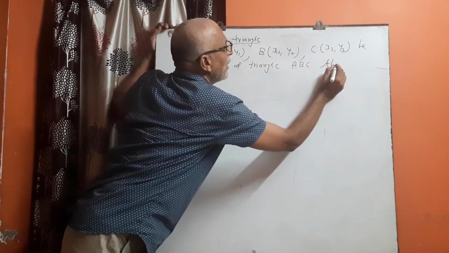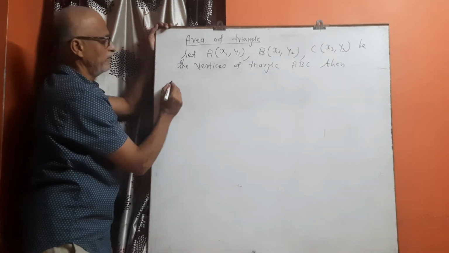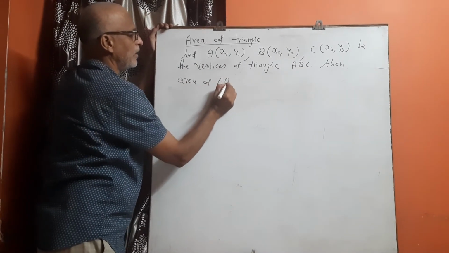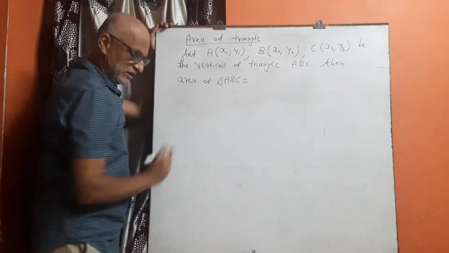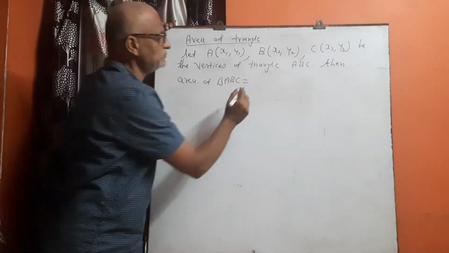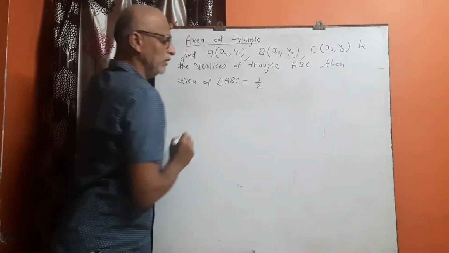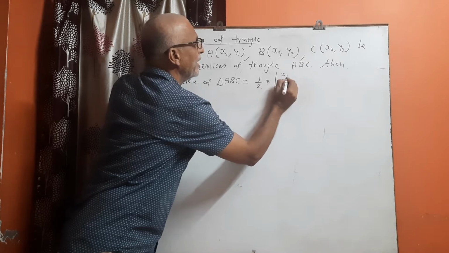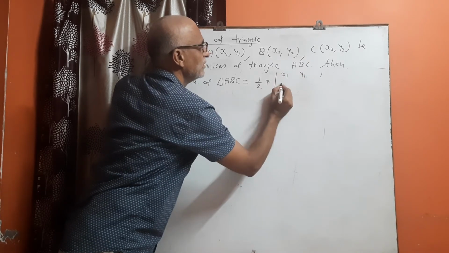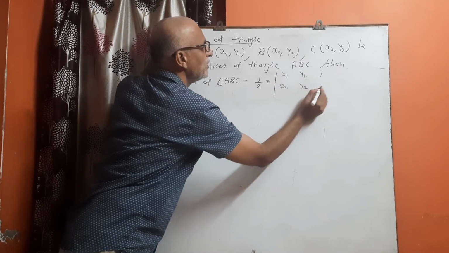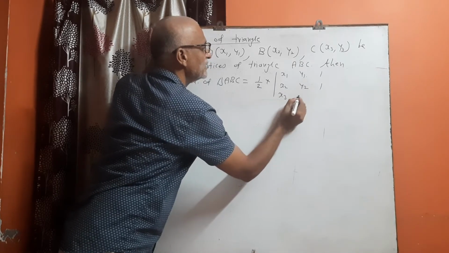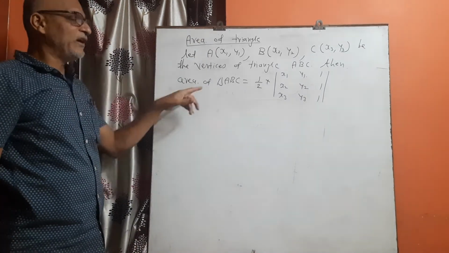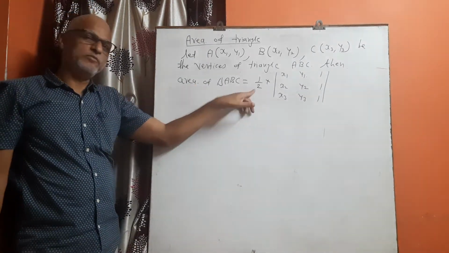Then the area of triangle ABC is equal to half, 1 by 2, into the determinant of x1 y1 1, x2 y2 1 and x3 y3 1. To find the area of a triangle, you have to always apply this formula.